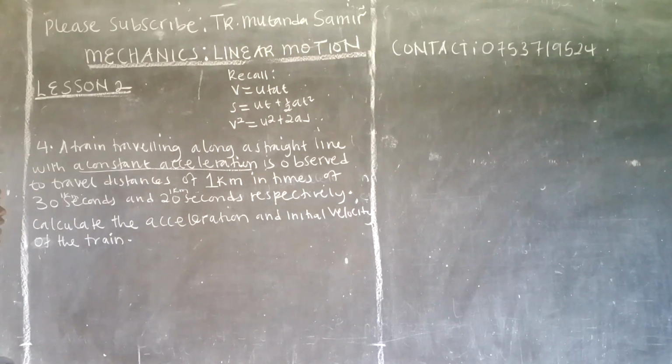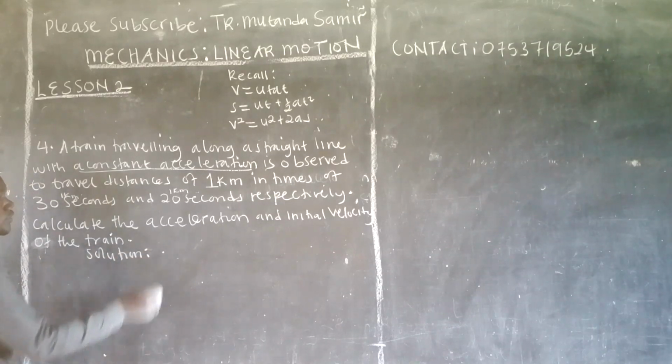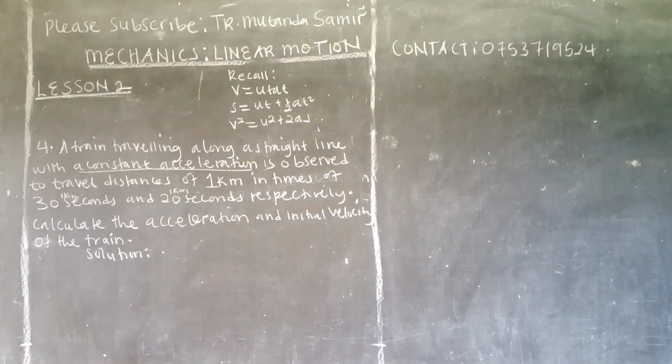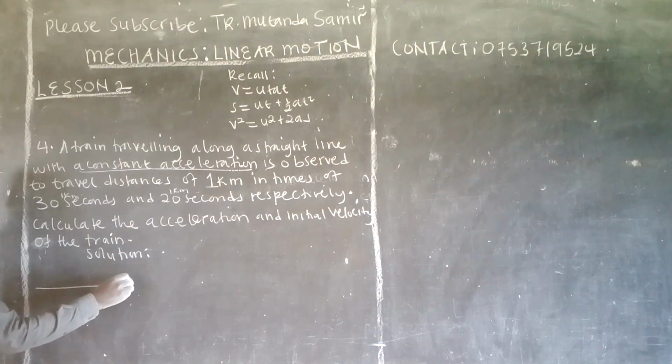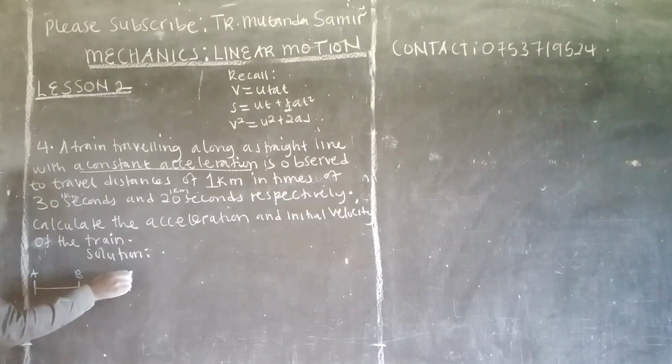They're saying calculate the acceleration and initial velocity of the train. Now I told you where necessary, you can make an illustration. Now let's try to make an illustration here. Since this train moved two distances, like from here to here, there to there, allow me to call these points A, B, and C.